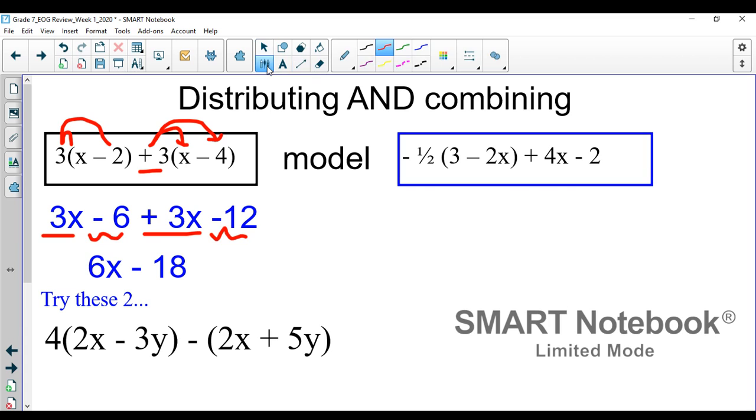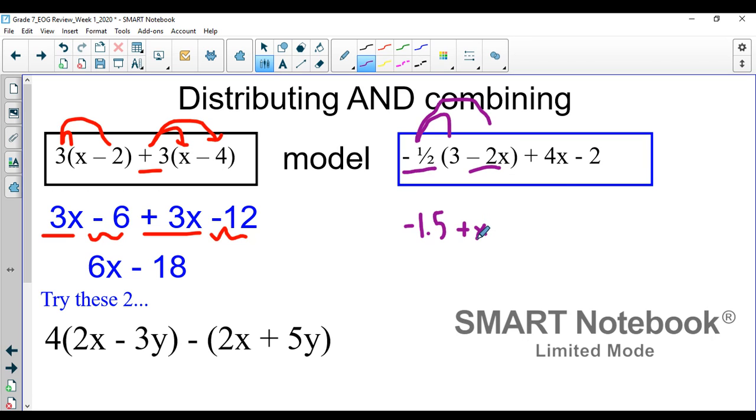When I work through my second example, the same process follows. I do negative 1/2 times 3, which is negative 1 and 1/2. Then I would do negative 1/2 times negative 2. This is the part where some people make mistakes. This is a negative times a negative. Negative 1/2 times negative 2 is positive 1.